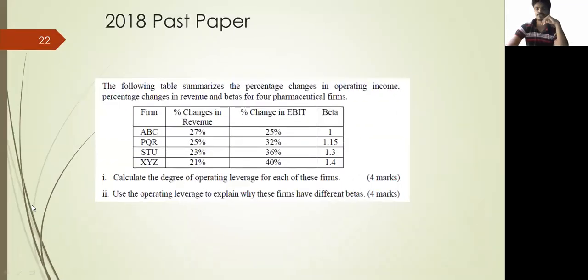Okay, 2018 past paper question. The following table summarizes the percentage changes in operating income, percentage changes in revenue and beta values for 4 firms. You are required to calculate operating leverages for each firm, and now you know what beta is, and it is asking to use the operating leverage to explain why these firms have different beta values.